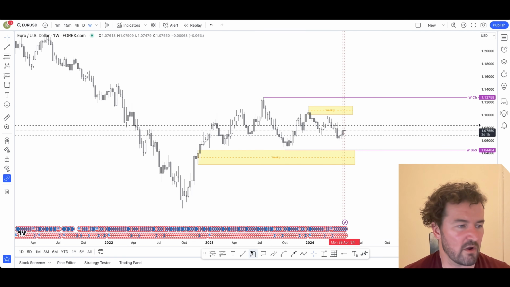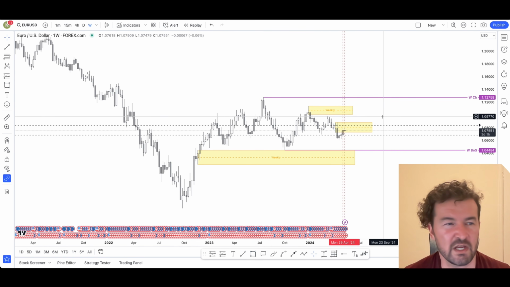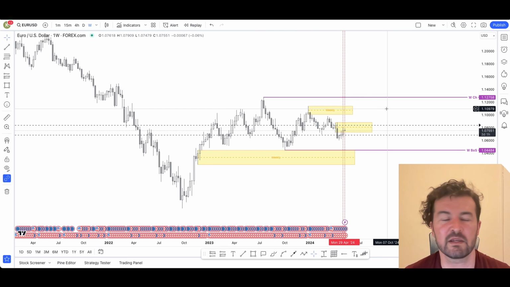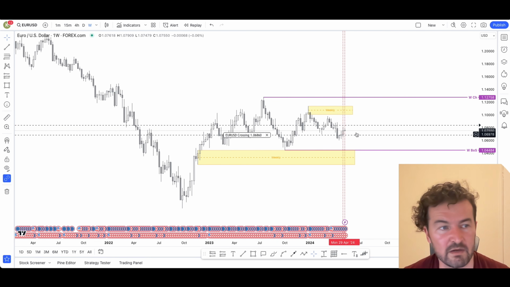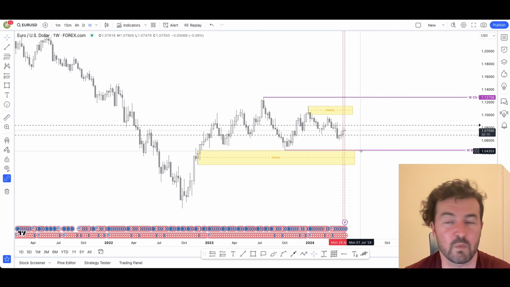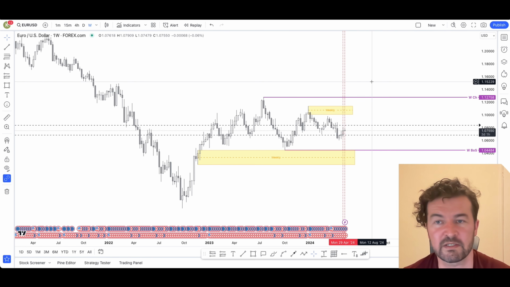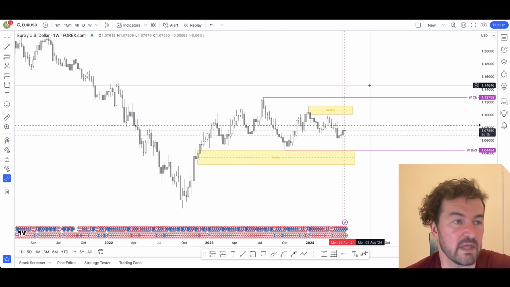We're also kind of in a zone as well. Again, it's just a congestion zone. It is technically a point of interest, but we're in it already. Okay, so there's going to be a reaction. It might break through, it might pass back, but who knows? We don't know. We just have probability. Okay, so that's the weekly.